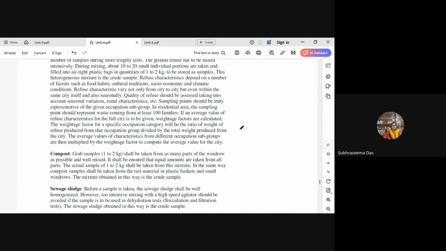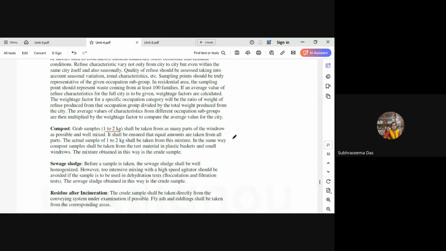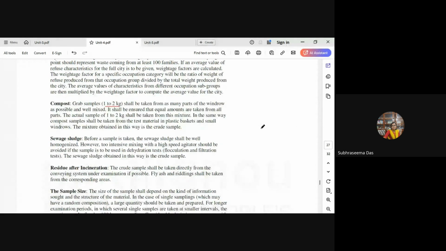For a compost sample, grab samples in the range of 1 to 2 kg may be taken from many parts of the locality, and they have to be mixed in equal parts. Then they are kept in plastic baskets, and this makes the crude sample. This is how a compost sample is collected.